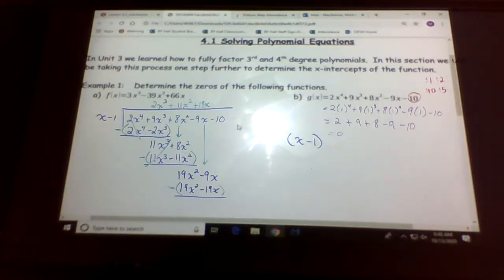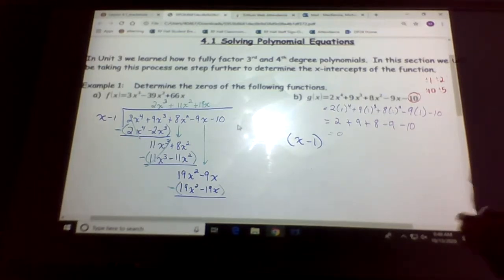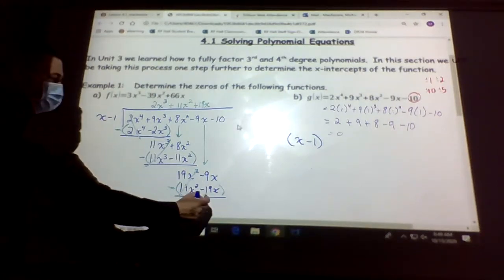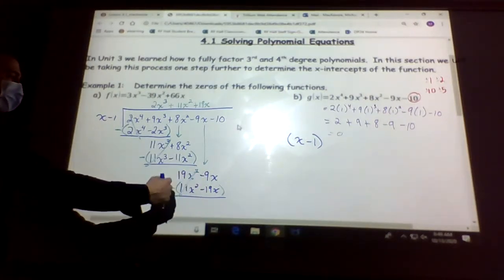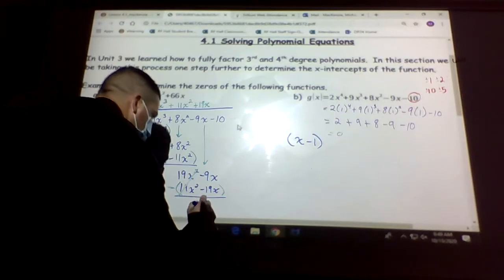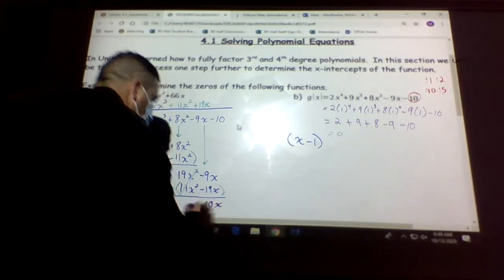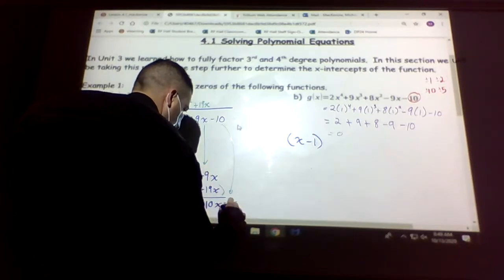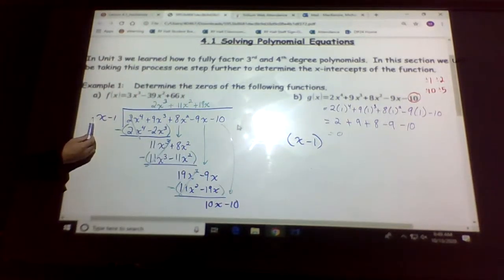Obviously, when we get to the last one, it should come to 0. If it doesn't go to 0, then we made a mistake somewhere, either with the divisor or in our division. Cross this, negative 9 minus a negative 19, which is negative 9 plus 19 gives me positive 10x. Carry down our negative 10. What do we multiply this by to get to 10x? 10.